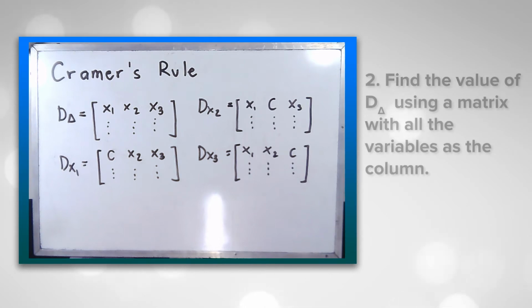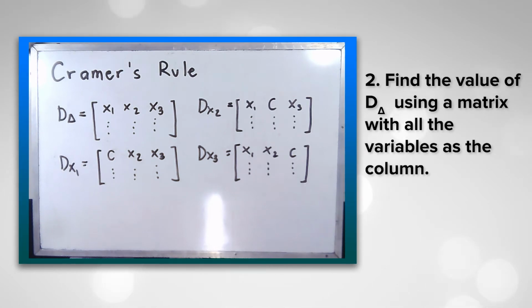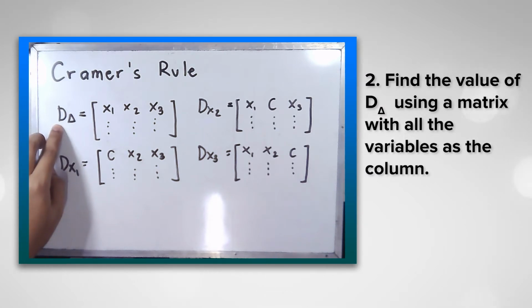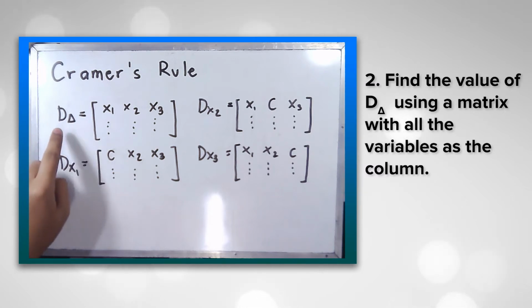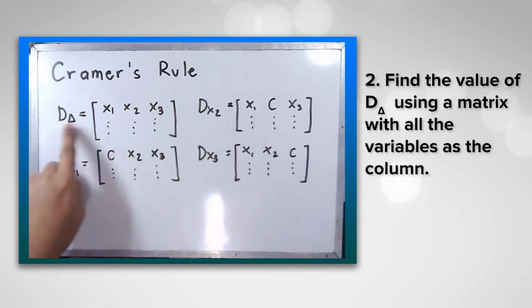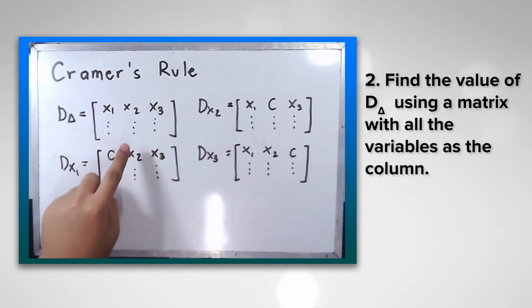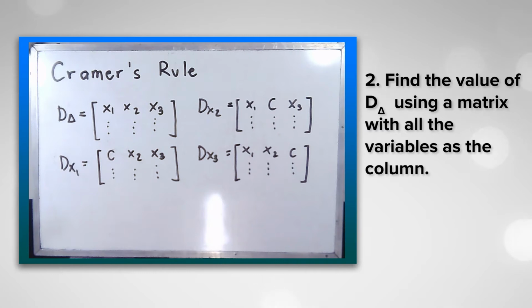Second, find the value of D sub delta using the matrix of all variable terms. What you see here on the screen, written on the whiteboard, is the D sub delta, which will be critical in finding the values of the variables. D sub delta is simply a matrix composed of the values of x sub 1, x sub 2, and x sub 3 of the three equations.